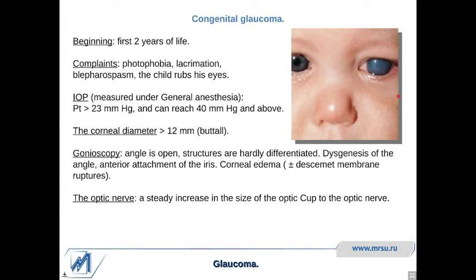Here you can see the buphthalmic cornea. About gonioscopy, the angle is open. Structures are hardly differentiated. Dyskinesis of the angle, anterior attachment of the iris, corneal edema, of course. The optic nerve shows a steady increase in the size of the optic cup to the optic nerve.